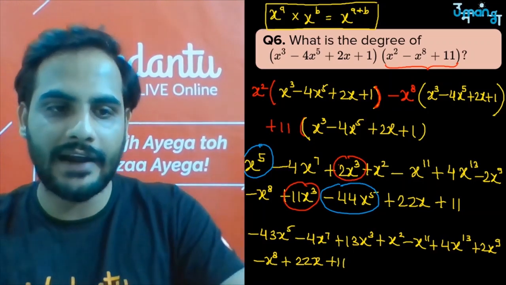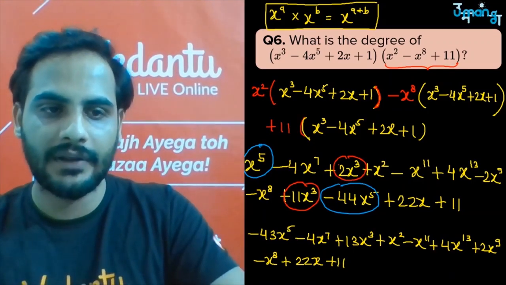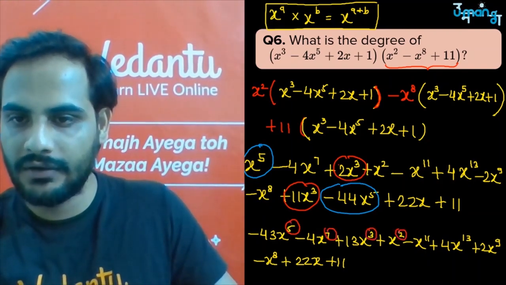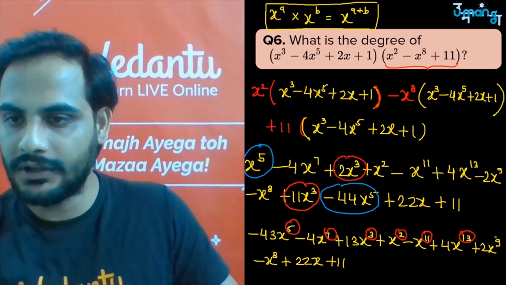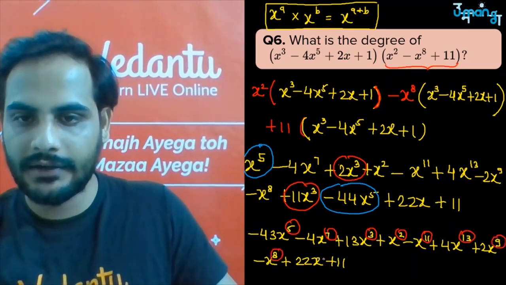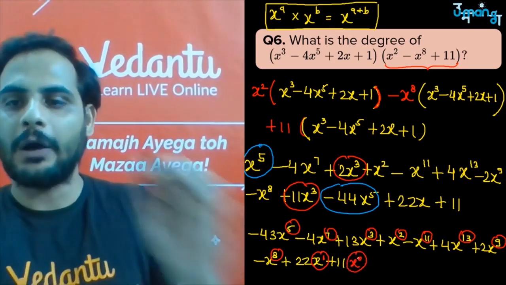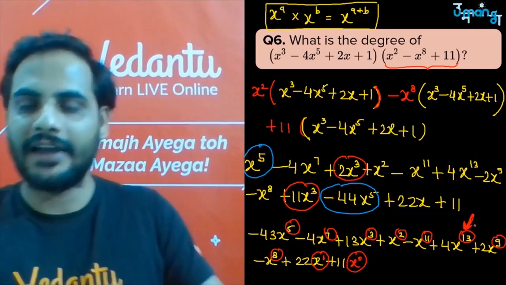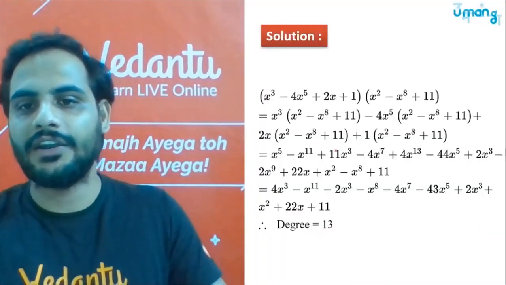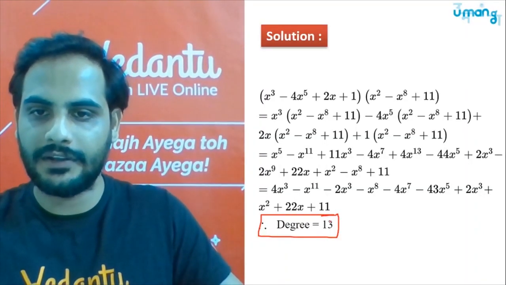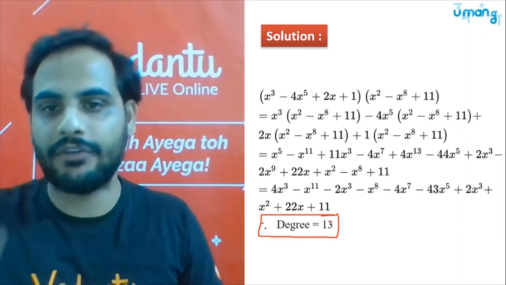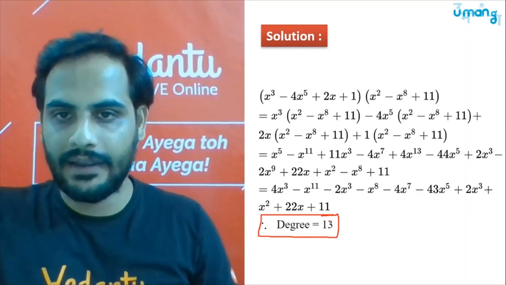Now just look at the power of the variable. So here power of the variable is 5, 7, 3, 2, 11, 13, 9, 8, 1, and here I can say constant number, so power 0. So out of all these, highest power is what? 13. So if the highest power is 13, you can say the degree of this polynomial will be 13. Always simplify and then give your answer.